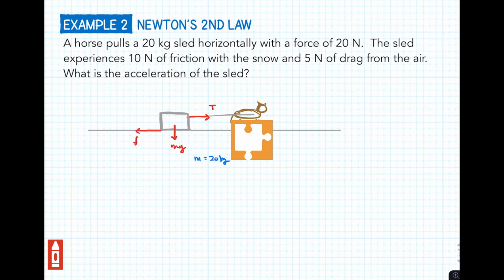Kinetic friction pointing this way. Anything else? Normal force pointing up. Last one: drag. We'll call that D. Drag we know is 5 newtons. We know that the kinetic frictional force is 10 newtons, and we know that the tension from the horse force is 20 newtons.